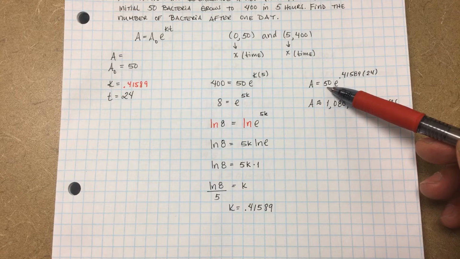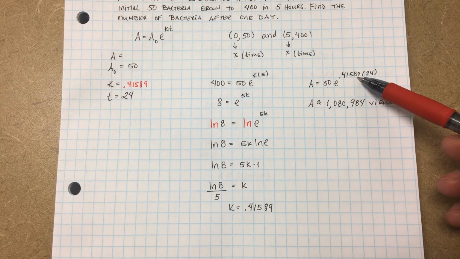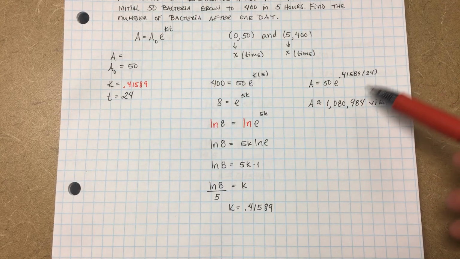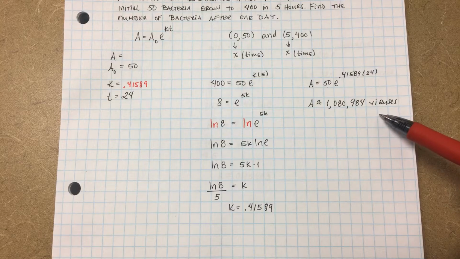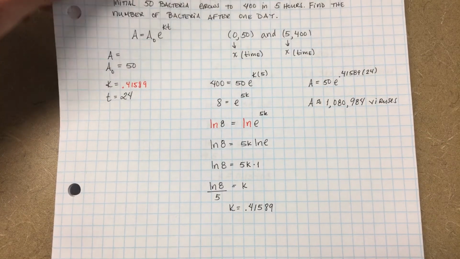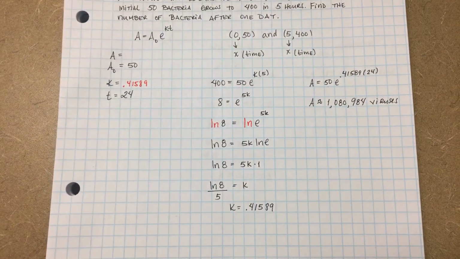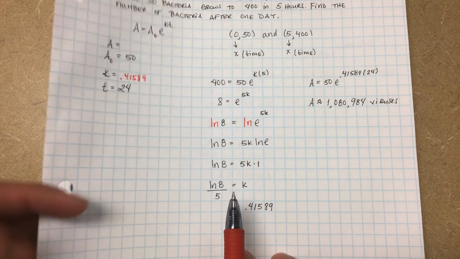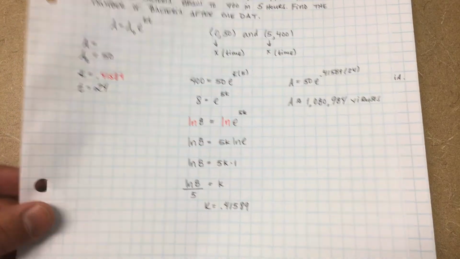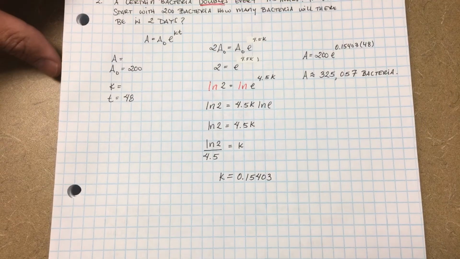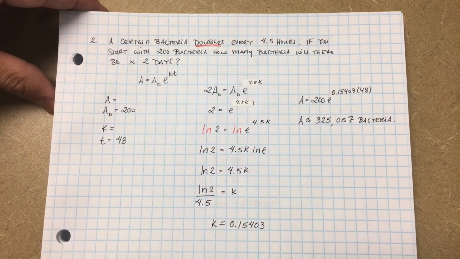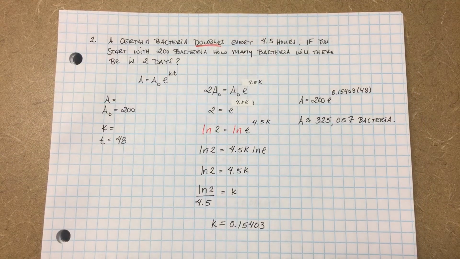Now we can finally find our amount. So we have 50 as our initial. We have our k value times 24. Put that in the calculator, and that gives you the number of viruses after 1 day. Okay, guys, with these problems, you're going to have to find out the k value first. Let's go ahead and see if we can do another problem here. A certain bacteria doubles every 4.5 hours.